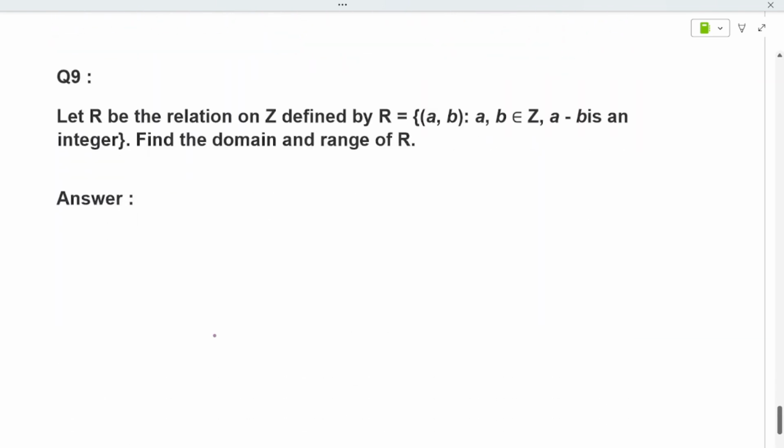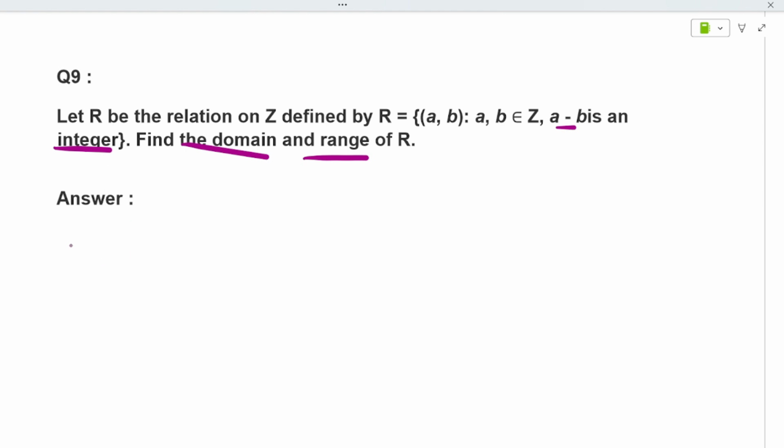Next, the last question of this exercise is, let R be the relation, R is equal to {(a, b): a minus b is an integer}. It should be an integer. We have to find the domain and range again. If it is an integer, that means all the numbers, positive and negative, turn out to be integers, right?